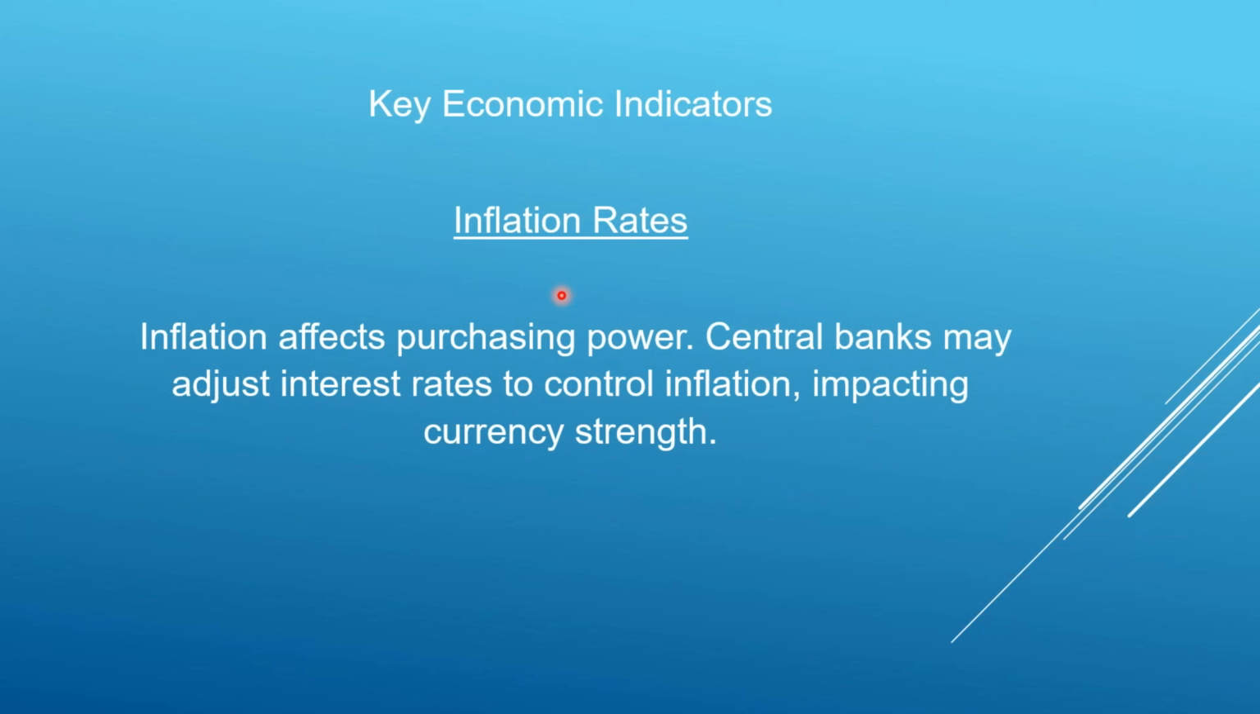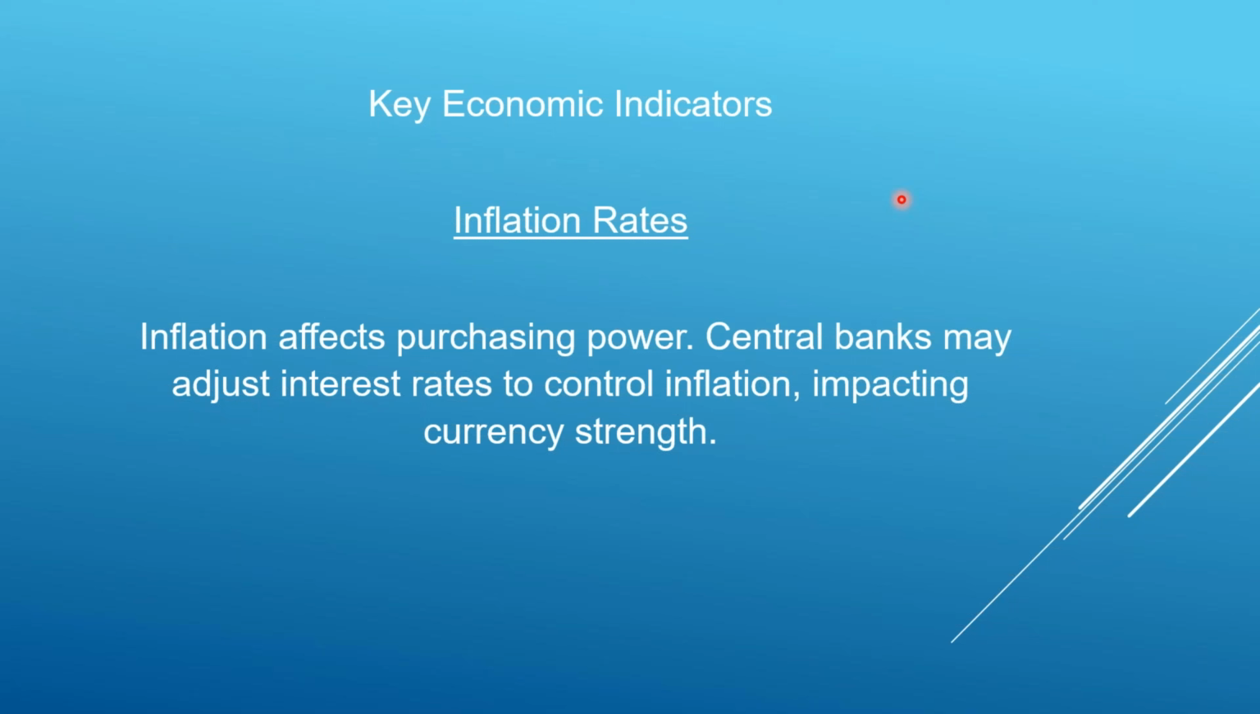The second economic indicator we use is the inflation rate. Inflation affects purchasing power. A central bank may adjust interest rates to control inflation, so this impacts the currency strength. Inflation means that prices are increasing. For example, the Fed has a target of 2% inflation. They know there will be inflation, but they don't want it to be above 2%. This is the target. So when they have this inflation, they try to adjust it with the interest rate.